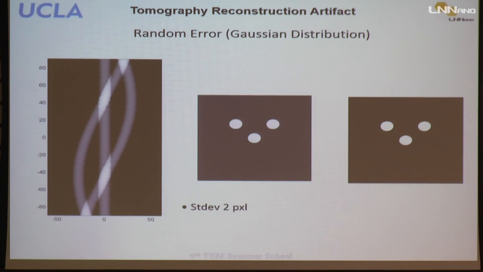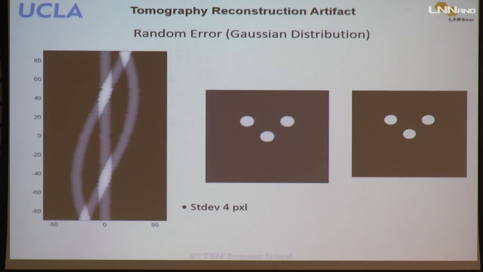So I intentionally added a random shift in the alignment with a standard deviation of 2 pixels. This is the original object, and this is a reconstruction from the random error of 2 pixel standard deviation. This doesn't look very bad, right? 2 pixels is fine. I increased it to 4 pixels. This is the original, this is the reconstruction. You start to see stronger artifacts, and the surface is getting more blurred.